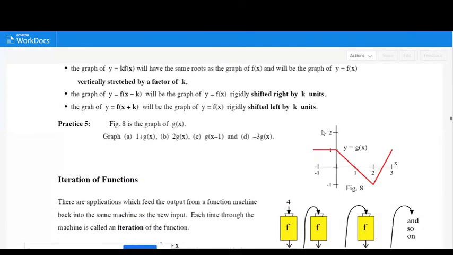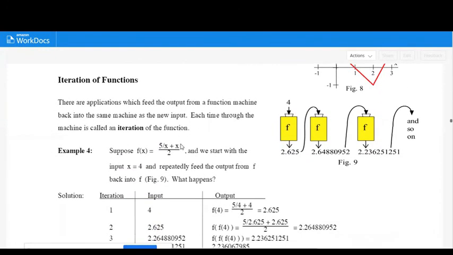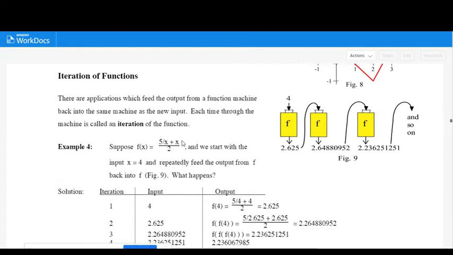So if you want to practice, then we have another practice problem here. Next, we have the iteration of functions. So if we say iteration, this is the continuous, kumbaga repeated na process. So pabalik-balik yung process.